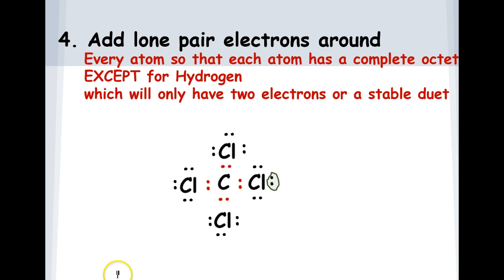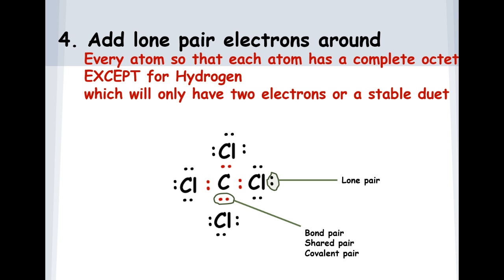Now, these electrons around the outside of the chlorines are called the lone pairs. The lone pairs are valence electrons, but they are not involved in the bond. And then the red electrons that I have here, and we have multiple names for them, are called bond pairs, shared pairs, or covalent pairs. Those are the electrons that are involved in the bond.